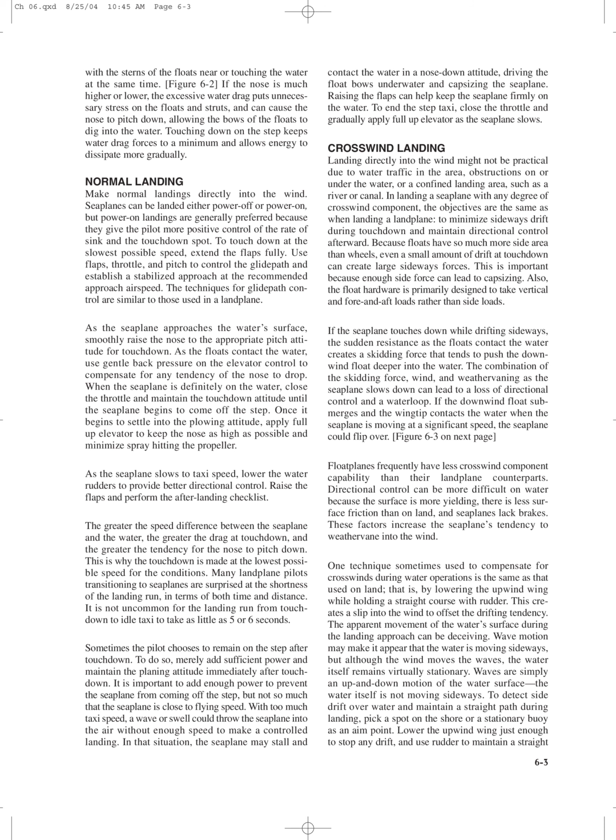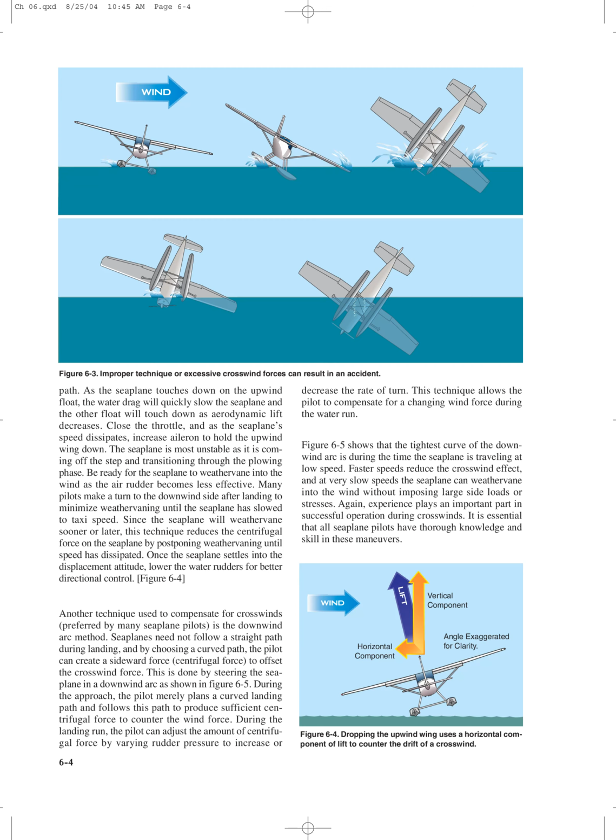To detect side drift over water and maintain a straight path during landing, pick a spot on the shore or a stationary buoy as an aim point. Lower the upwind wing just enough to stop any drift, and use rudder to maintain a straight path. As the seaplane touches down on the upwind float, the water drag will quickly slow the seaplane and the other float will touch down as aerodynamic lift decreases. Close the throttle, and as the seaplane's speed dissipates, increase aileron to hold the upwind wing down.